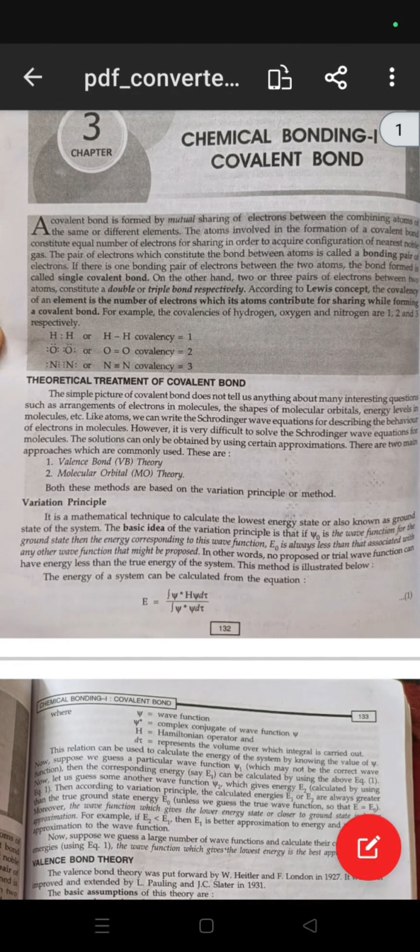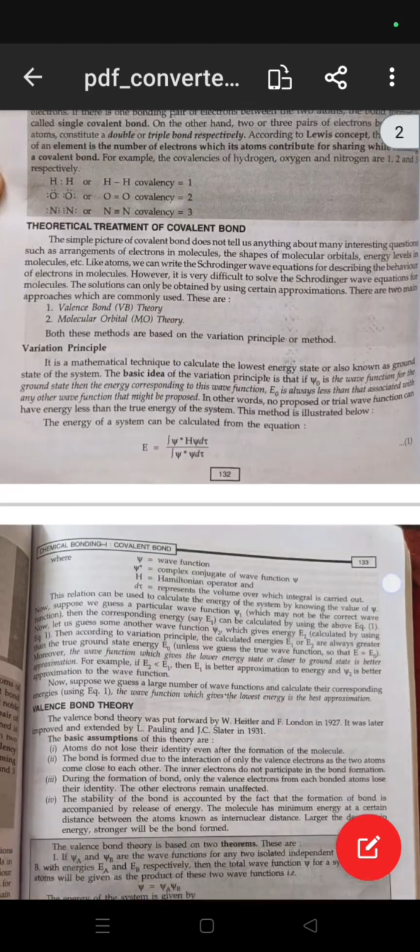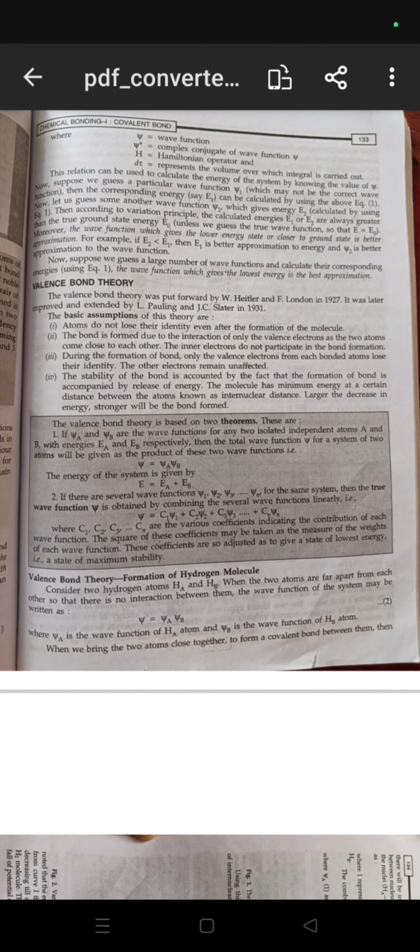Valence bond theory. The valence bond theory was put forward by W. Heitler and F. London in 1927. It was later improved and extended by L. Pauling and J. C. Slater in 1931.